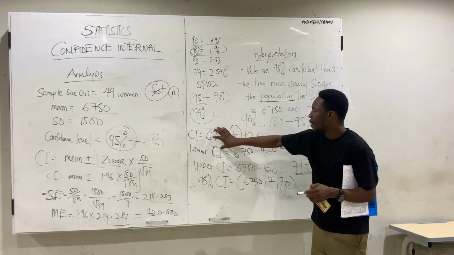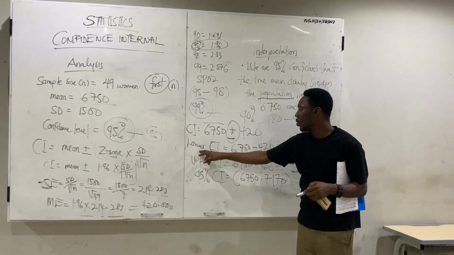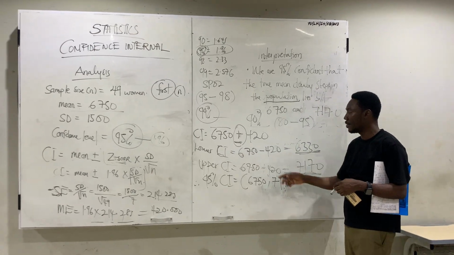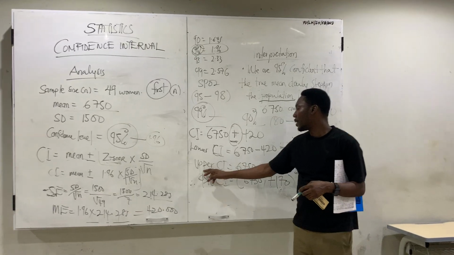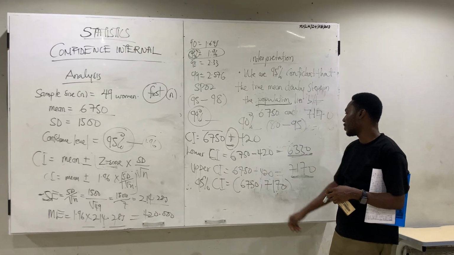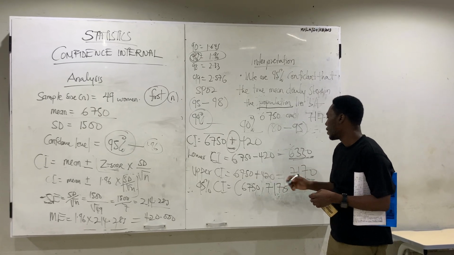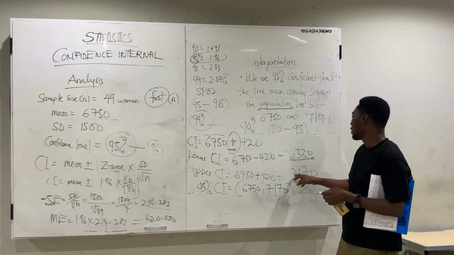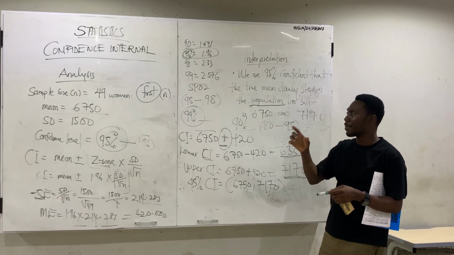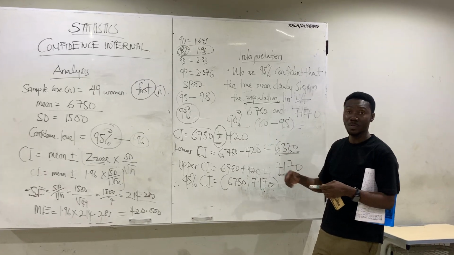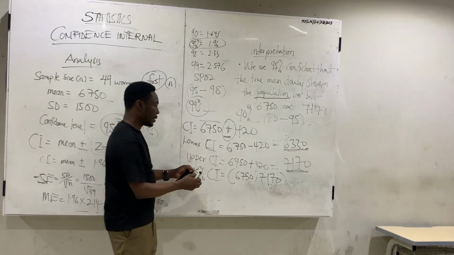The lower part is just the part that you are using the subtraction. The upper part is the part you are using the addition. So lower CI is equal to 6,750 minus 420, which is equal to 6,330. The upper CI is equal to 6,750 plus 420, which will give us 7,170. Now another trick that should guide you is that all the time the upper CI answer has to be greater than the lower CI.